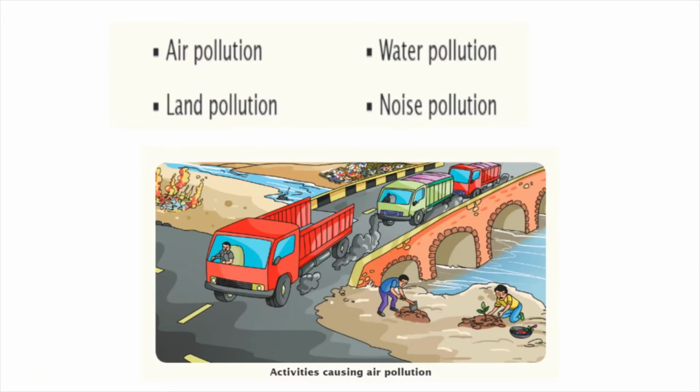Okay children, now our next chapter is chapter number 12, which is about different types of pollution. Air pollution, water pollution, land pollution and noise pollution are the pollutions which we see around us. First is air pollution. We can see in the picture that air pollution is caused by burning. Vehicles are releasing smoke, and factories also release smoke. Due to these activities our air is getting polluted.